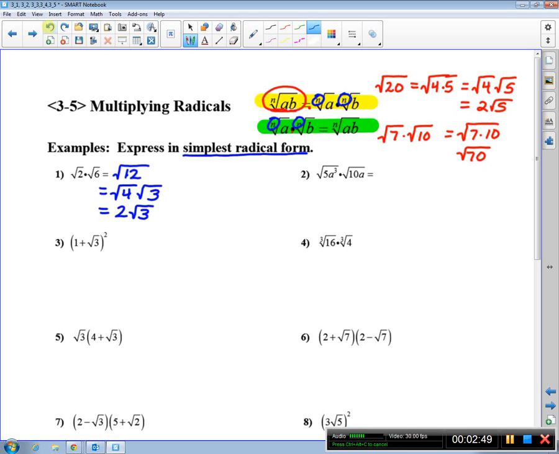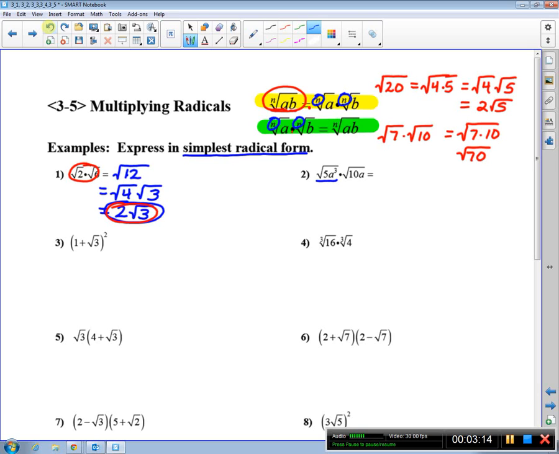So the square root of 2 times the square root of 6 ends up being equal to 2 square root of 3. Now if you weren't sure for these numerical questions, if you did everything right, you could type this into your calculator and type this into your calculator and make sure you get the same answer. So let's keep going with our multiplication.